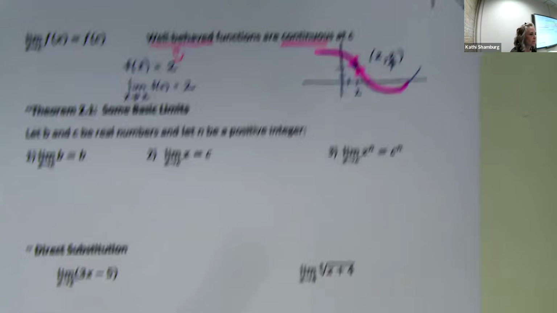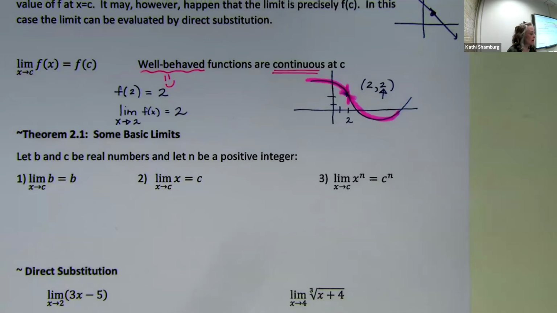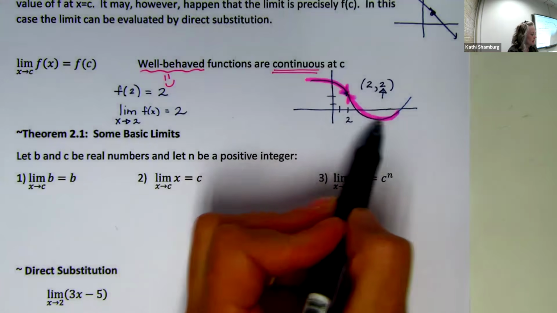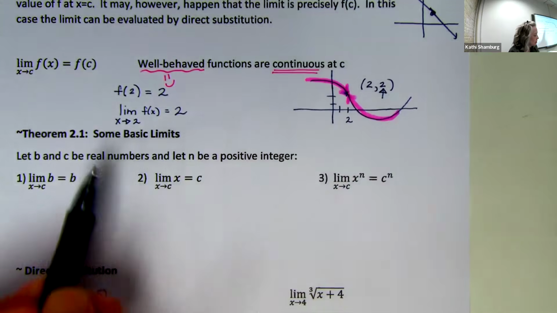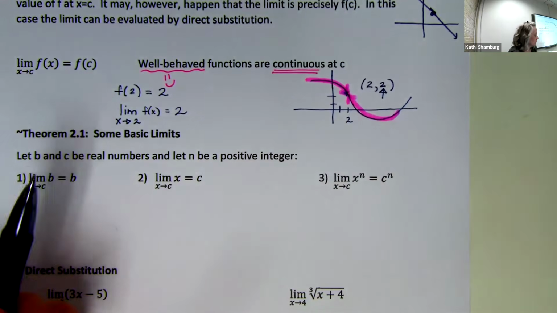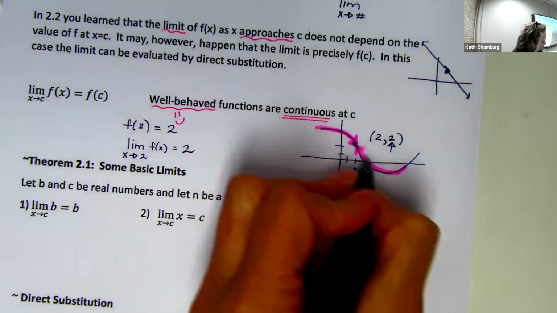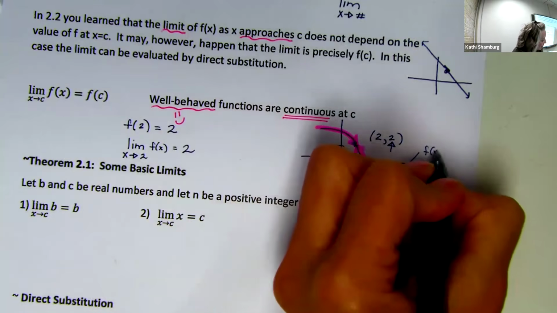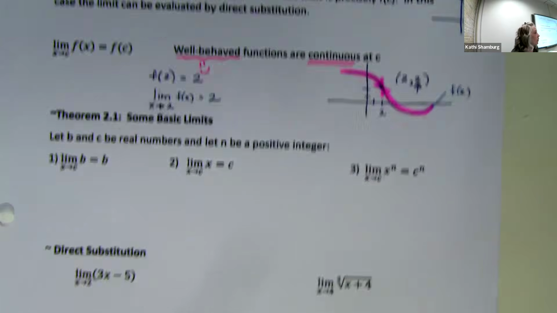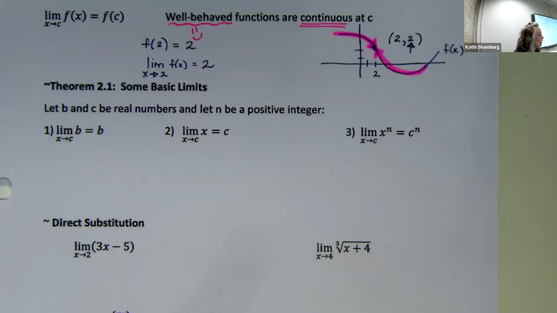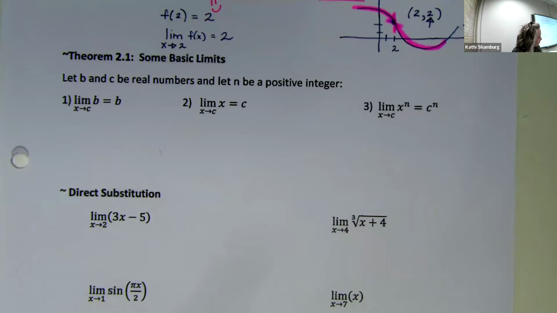Where does f of c come in? That just means whatever the equation is that gives you this graph. That's just your function or your equation. So this graph is your f at x. I just don't know what the equation is that makes that graph.